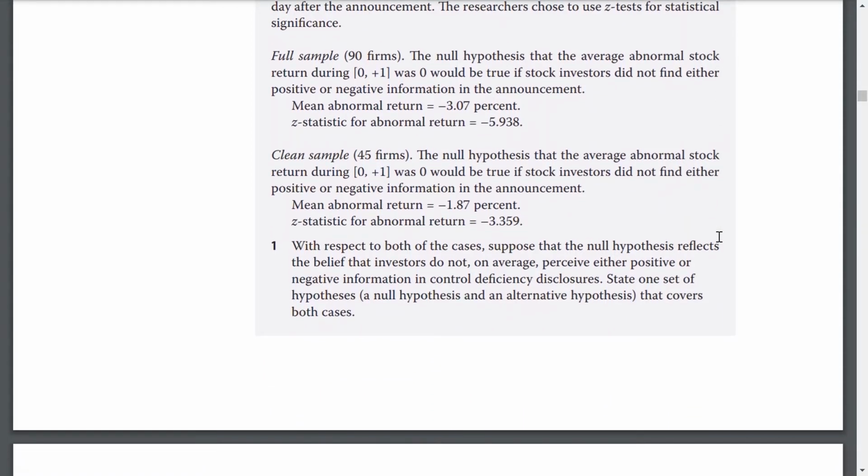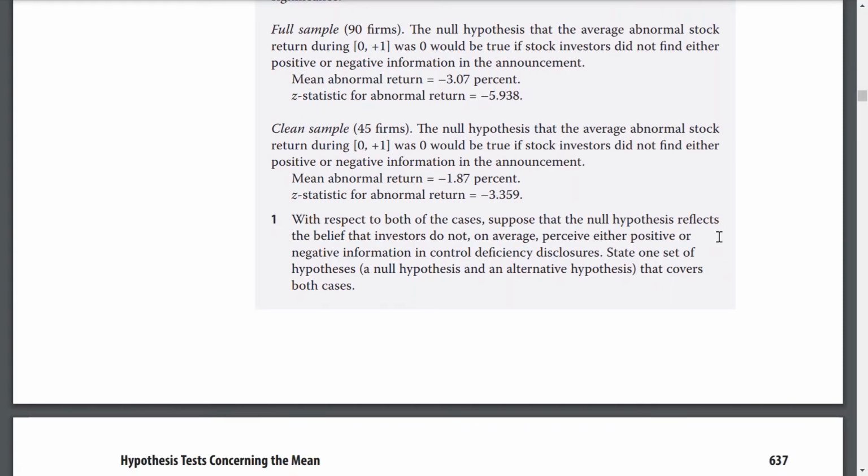With respect to both of the cases, suppose that the null hypothesis reflects the belief that investors do not, on average, perceive either positive or negative information in control deficiency disclosures. State one set of hypotheses, a null hypothesis and an alternative hypothesis, that covers both cases.